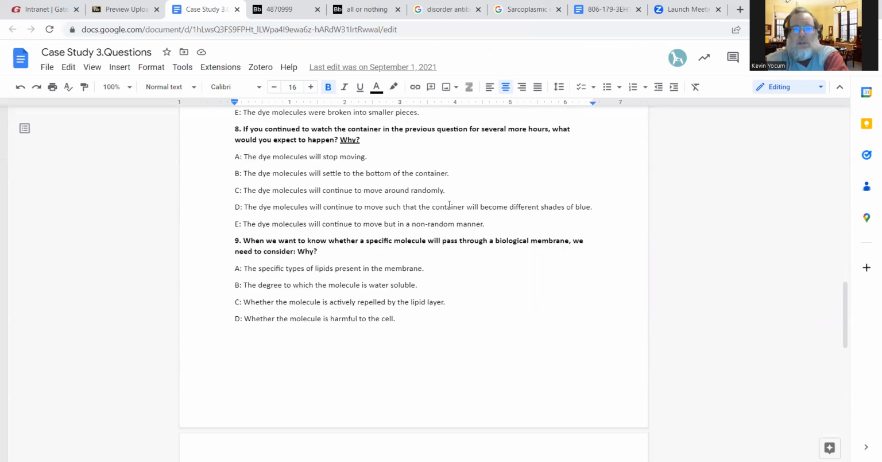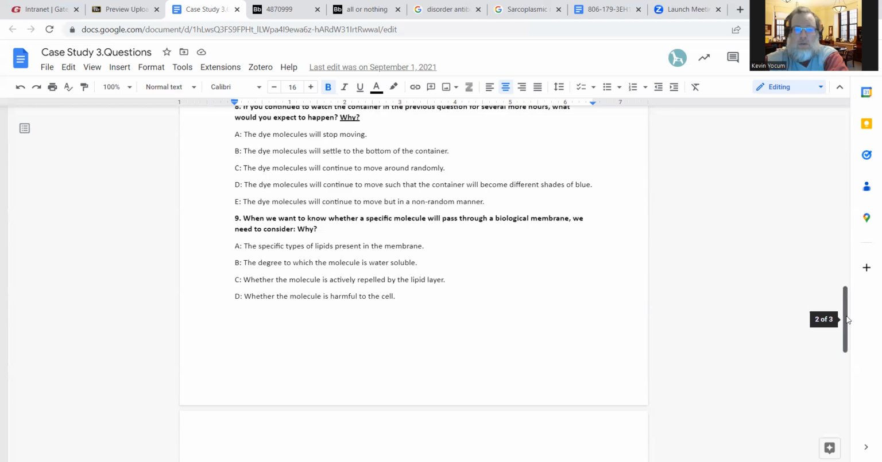Dye molecules will continue to move such that the container will become different shades of blue. So it's gonna be dark blue over here, light blue over there, medium blue down there. We know that's not happening. After several hours, dye molecules will continue to move, but in a non-random manner. So they're going to be organized. They're going to line up, and you go here, you go here. No, that's not happening. So let's go back to C. Dye molecules continue to move around randomly. As they're moving around randomly, they're still moving from high concentration to low concentration.